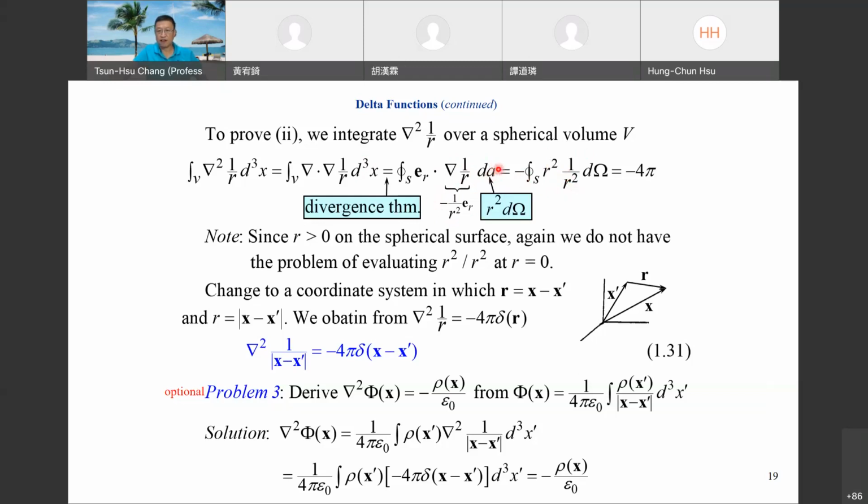So this one gives us minus r squared divided by r squared. Okay, because the surface element is r squared d omega. The omega is the solid angle: sine theta d theta d phi. Okay, it just represents the solid angle. So r squared. So eventually this one gives us minus 4 pi. Okay, it gives us minus 4 pi. So this one just proves the simplest case.